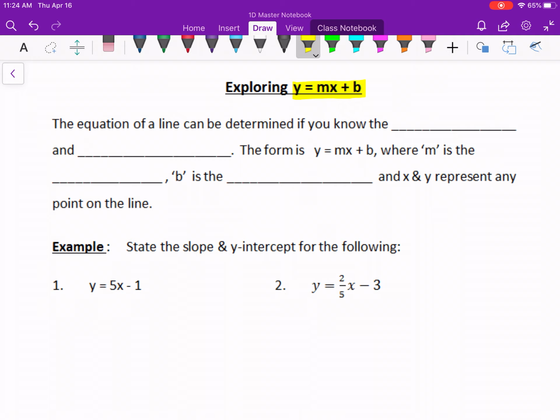All right? So let's fill in the blanks to get started. The equation of a line can be determined if you know the slope, as I just said, because then we can put it in for m. And I'm going to say the other thing that we need to know is the starting value. And more on that in a second.